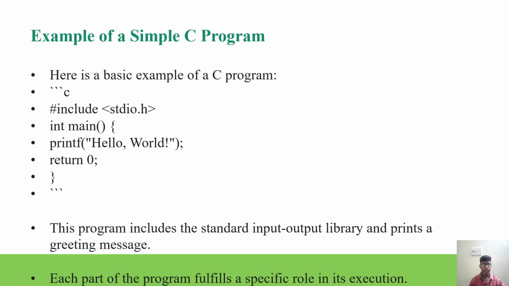Examples of a simple C program. Here is a basic example of a C program: #include <stdio.h>, int main, printf hello world, return 0. This program includes the standard input and output library and prints a greeting message.